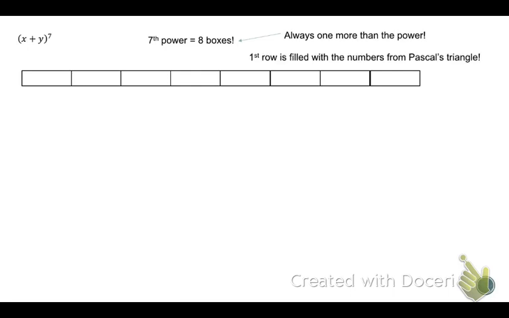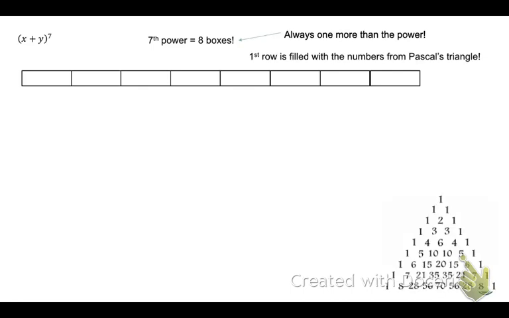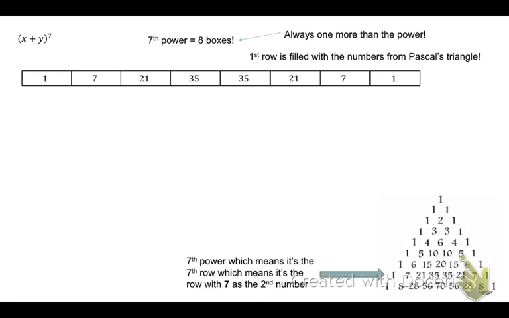Now, the first row is filled with the numbers from Pascal's triangle. So if we look at Pascal's triangle, go down to the 7th row, which means it's the one that has 7 as the second number. And we're going to put those in the first row. So 1, 7, 21, 35, 35, 21, 7, 1. And then we're going to have a second row. We're going to have 3 rows altogether.